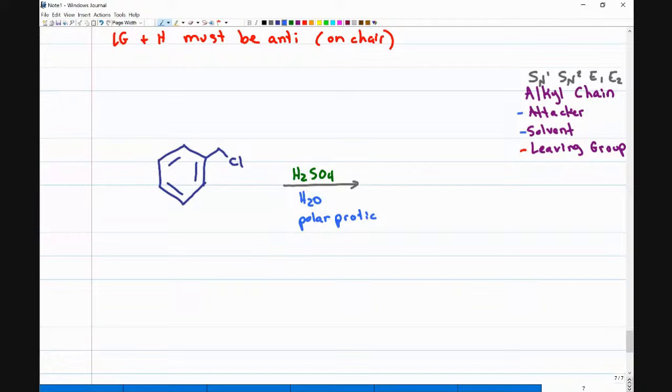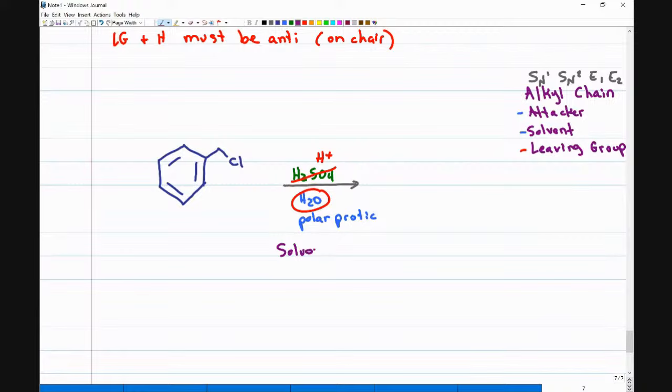Next, we look at the attacker. And the question is, what's the attacker? Because I didn't give you that either. All I gave you was H2SO4, which is the source of protons in solution. Remember we said earlier, the attacker has to be negative or partially negative. And so if you don't have an attacker, just an acid catalyst, this is a solvolysis reaction.